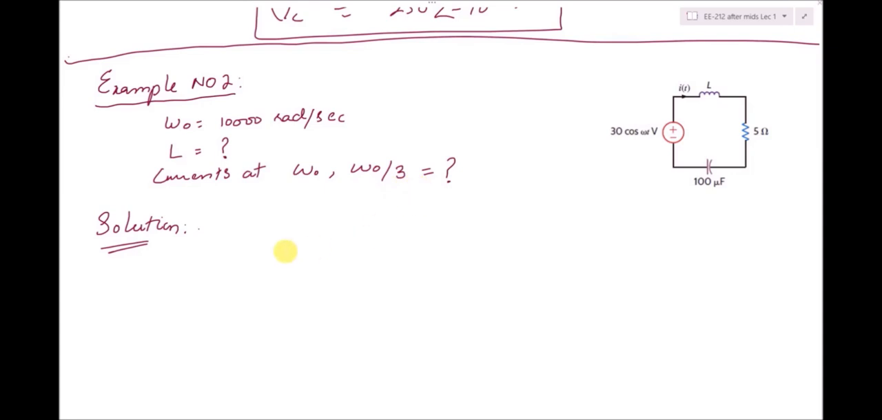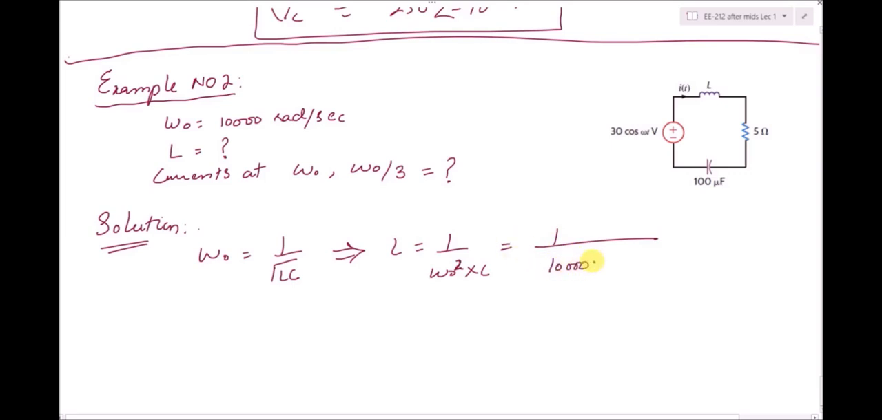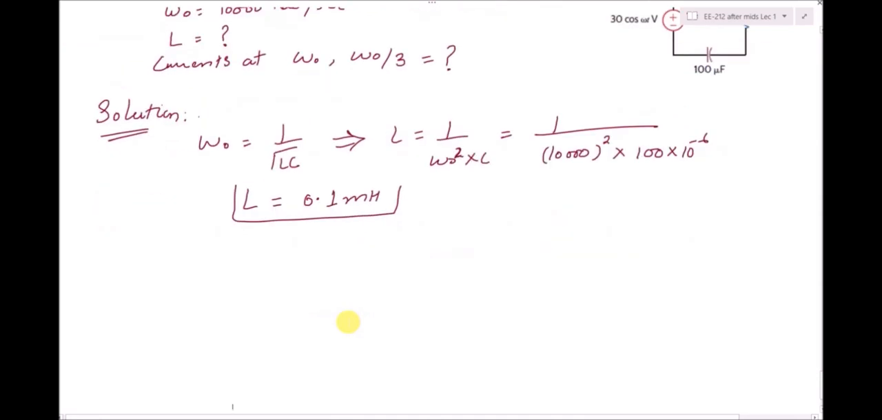Starting from the value of inductance, we know that omega naught is equal to 1 over under root LC, and from here I can say that L is equal to 1 over omega naught square into C. So, what is the value for omega naught? That is 10,000 square into 100 microfarad. So the value of inductance will be 0.1 millihenry. So that was the first part where we had to calculate the inductance value.